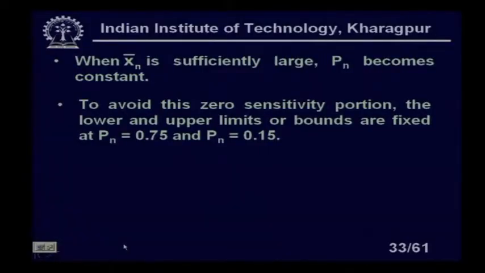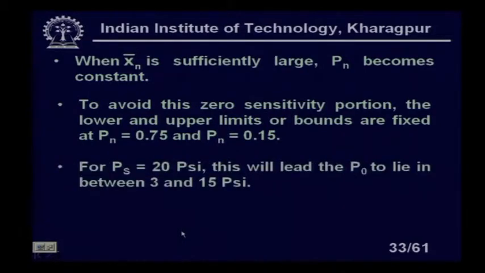So, to avoid this zero sensitivity portion, the lower and upper limits or bounds are fixed to p n equal to 0.75, okay. Normalized output is 0.75 and p n equal to 0.15. Because I cannot take p n equal to obviously 0, p n 0 means it is not possible. So, I have taken a range of p n equal to 0.75 to p n equal to 1.15. For supply pressure of 20 psi, we will find that this will lead to P o to lie between 3 to 15 psi. Okay. For P n, I cannot make it 0. If I make it 0, there is a problem, because we need a continuous bleeding of air through the nozzle. So, I cannot make it 0.